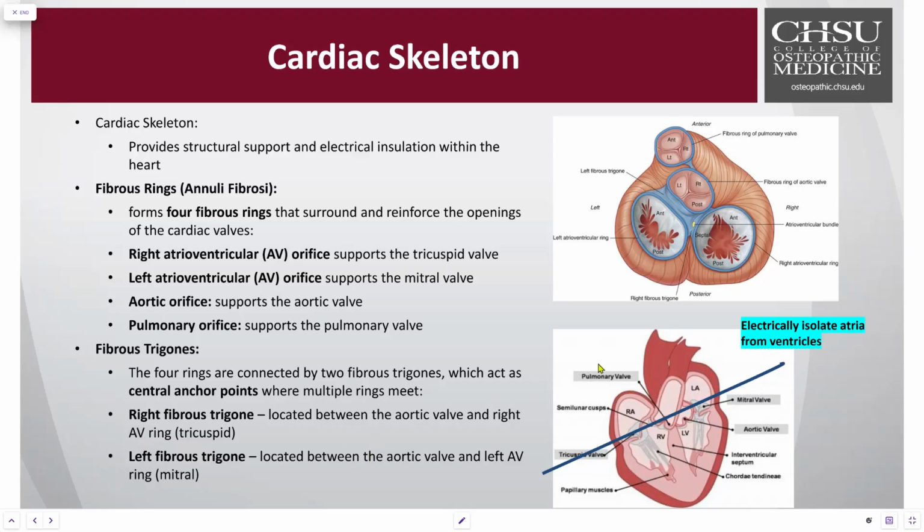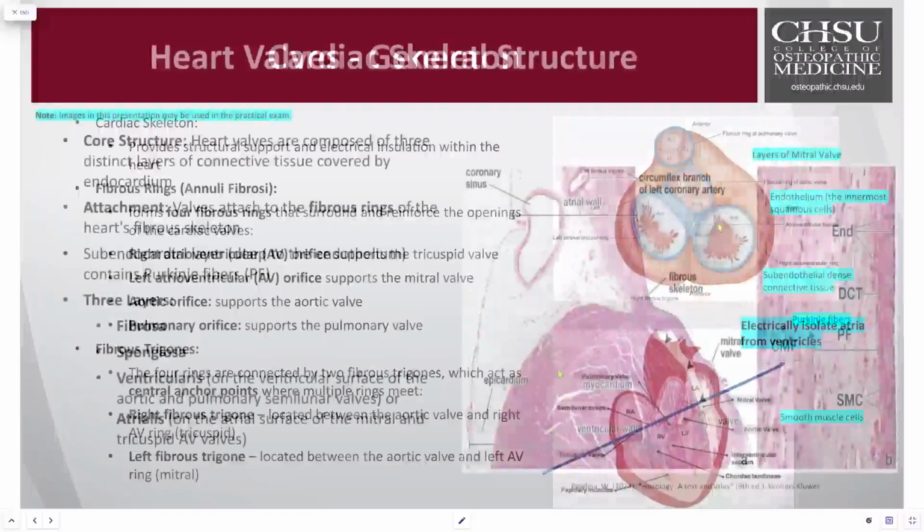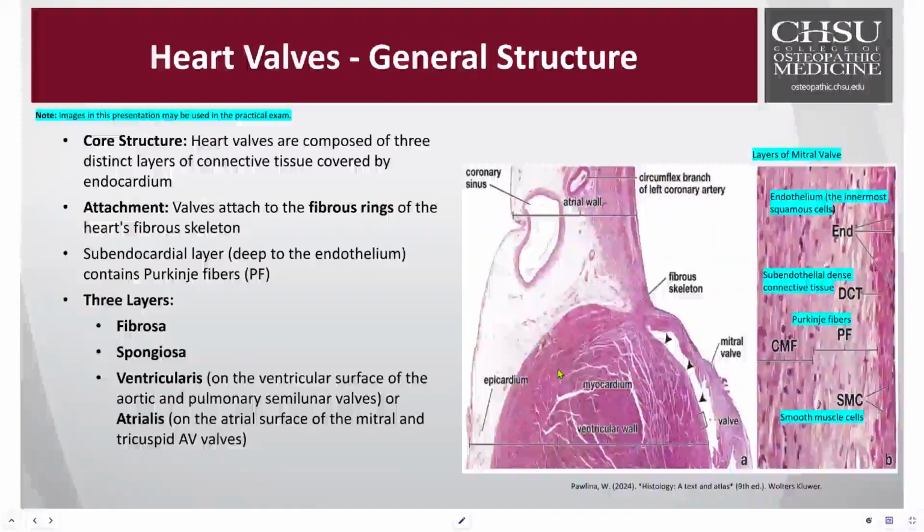On the right, you can see how the atrioventricular bundle goes through right in the middle, and then we have the right fibrous trigone right there, and we also have the left fibrous trigone right there, the smooth groove where it attaches to. And this is important for mechanical attachment. And you can see also the rings as well. The right atrioventricular ring, the left atrioventricular ring, and then we have the semilunar pulmonary ring, and then the aortic valve ring.